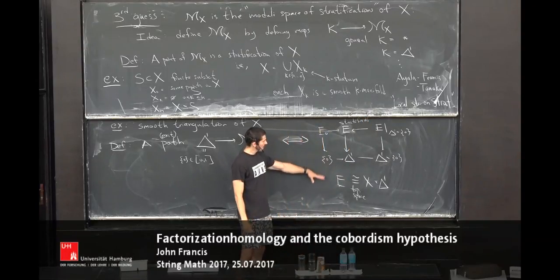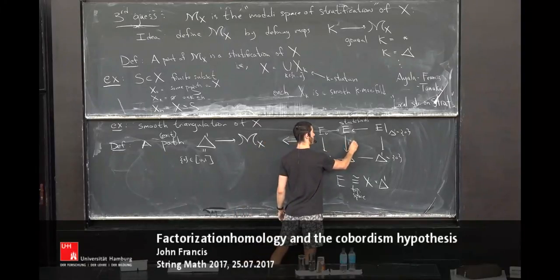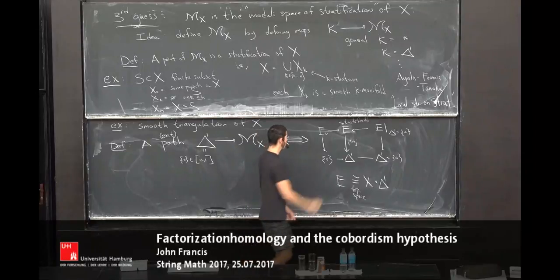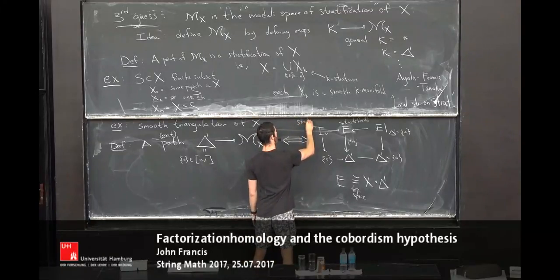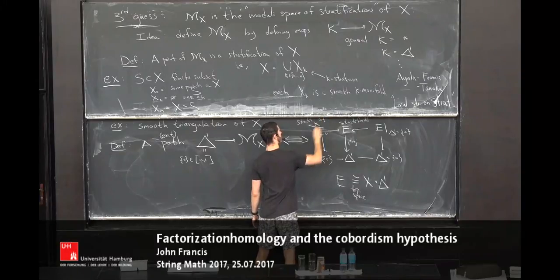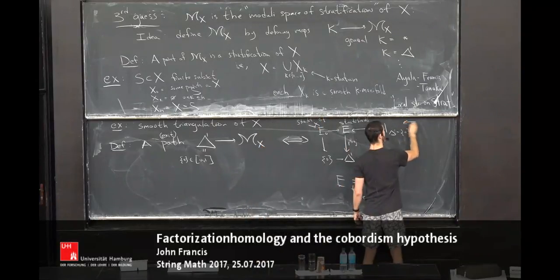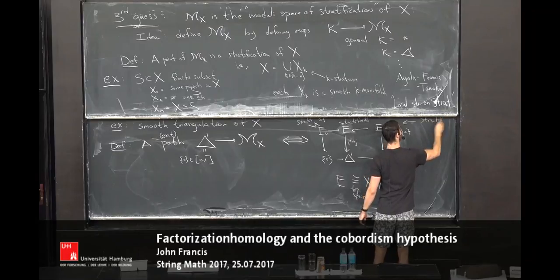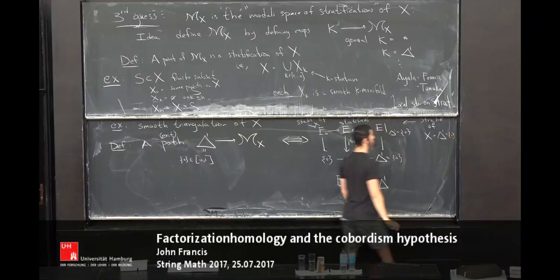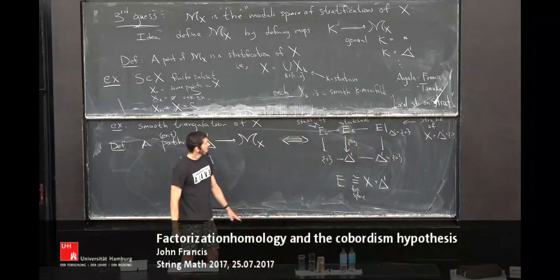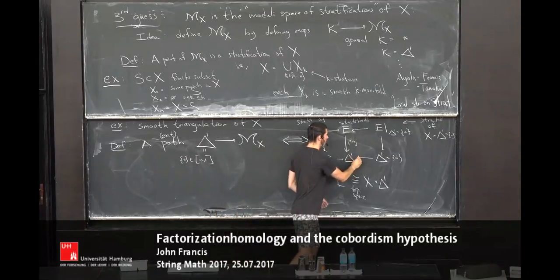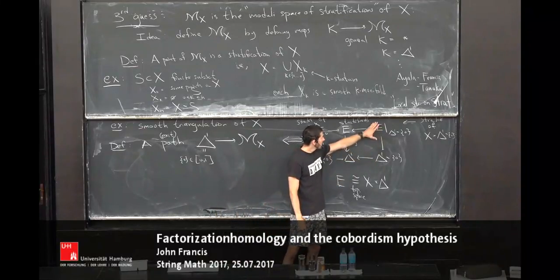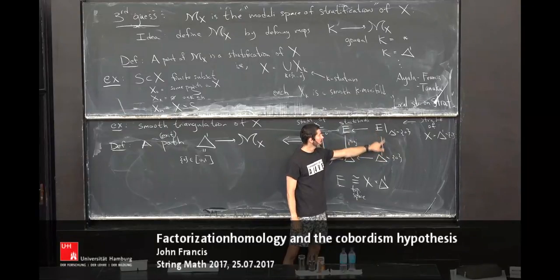So the stratification is going to be some stratification of X times delta 1, where this is the projection onto delta 1. So this is a stratification of X, and this is some other stratification of X times delta 1 minus 0. Now, the key condition is that this map splits as a product of stratified spaces.